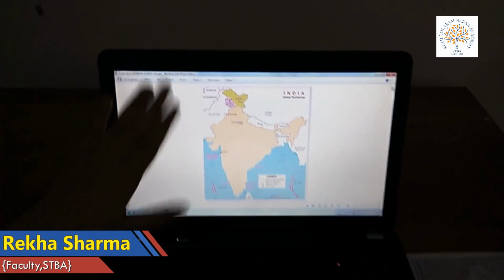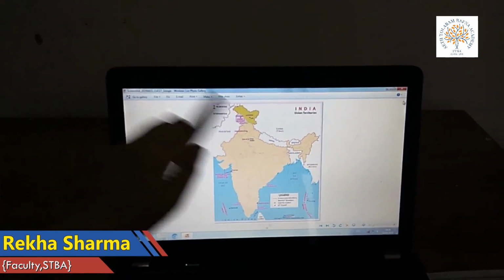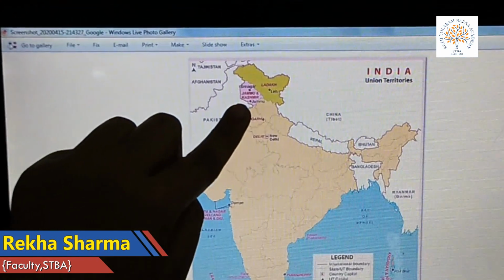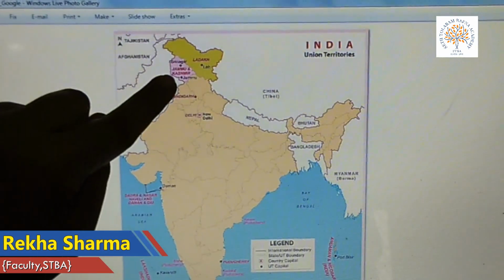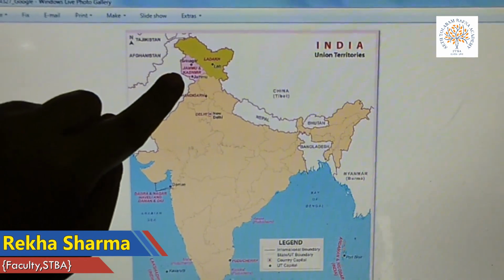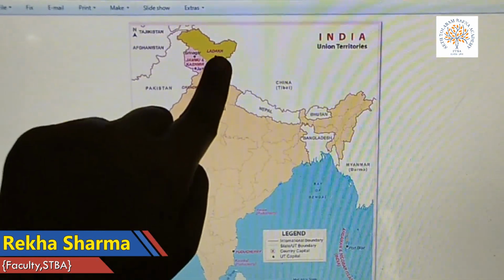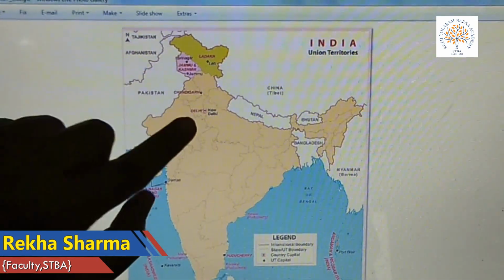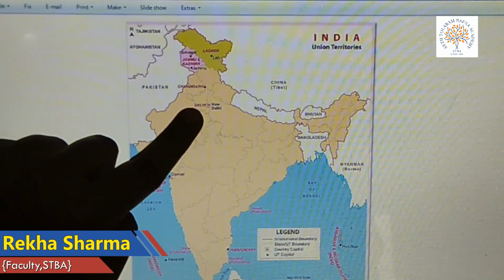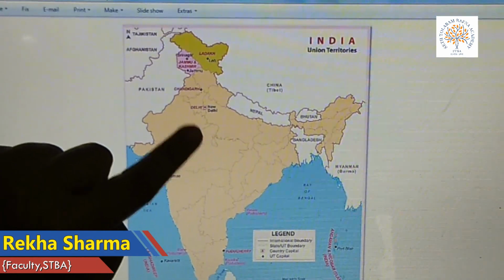Here you can see all the union territories. The first, earlier it was the state of Jammu and Kashmir, but now it is divided by the Indian government. It is Jammu and Kashmir, a union territory, and the second union territory is Ladakh and its capital is Leh. Now coming down, as you all know, the national capital Delhi. It is also a union territory.